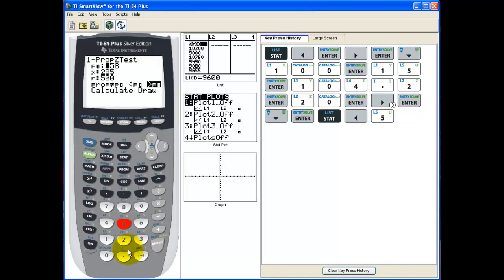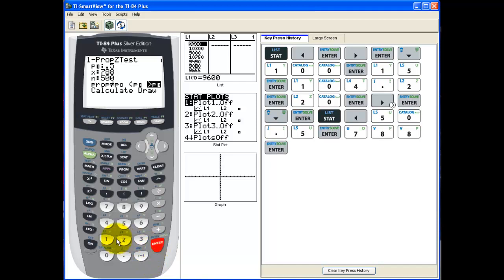P naught would be 0.5, that's 50% or a majority. X would be, in this case, 788. That was the number of people who responded yes. And the sample was 1,487.